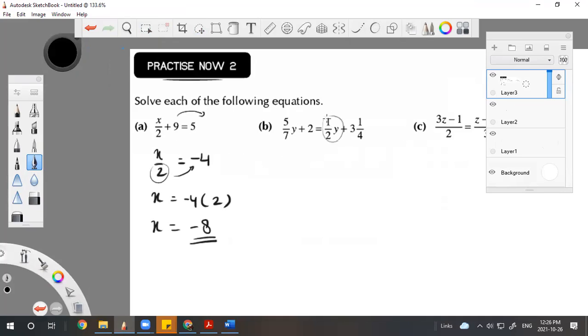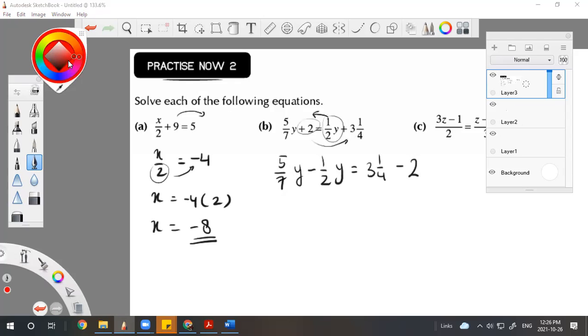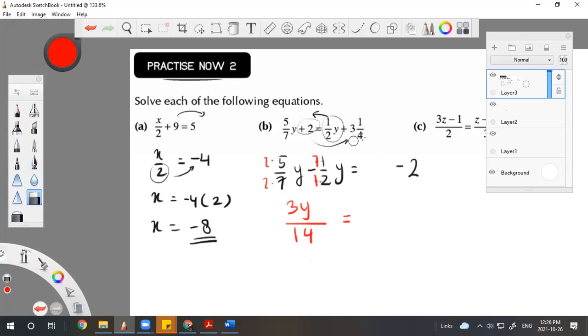So x will be negative 8. And how about this? Go for half y to the left side. 5 over 7y. Gedein dikit tempatnya karena mau bikin equalize denominator. Minus 1 over 2y equals 3, 1 over 4. Subtract 2, right? Subtract 2 nih, kan ke kanan. So make the denominator equal times 2, times 2, times 7, times 7. So 10 minus 7, right? So 3y over 14. Over 14, see? Equals 3, 1 over 4. Okay, make it simple. 13 over 4, right?